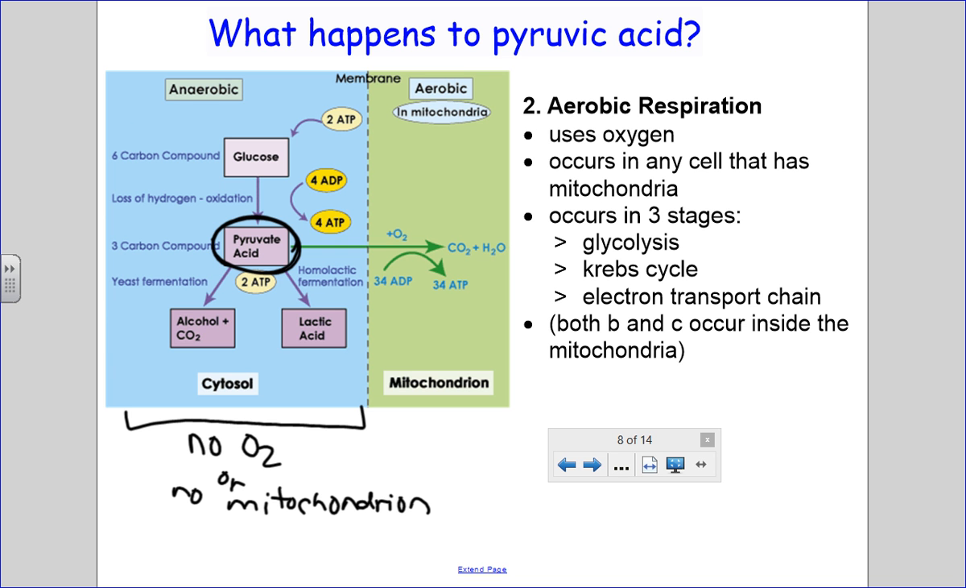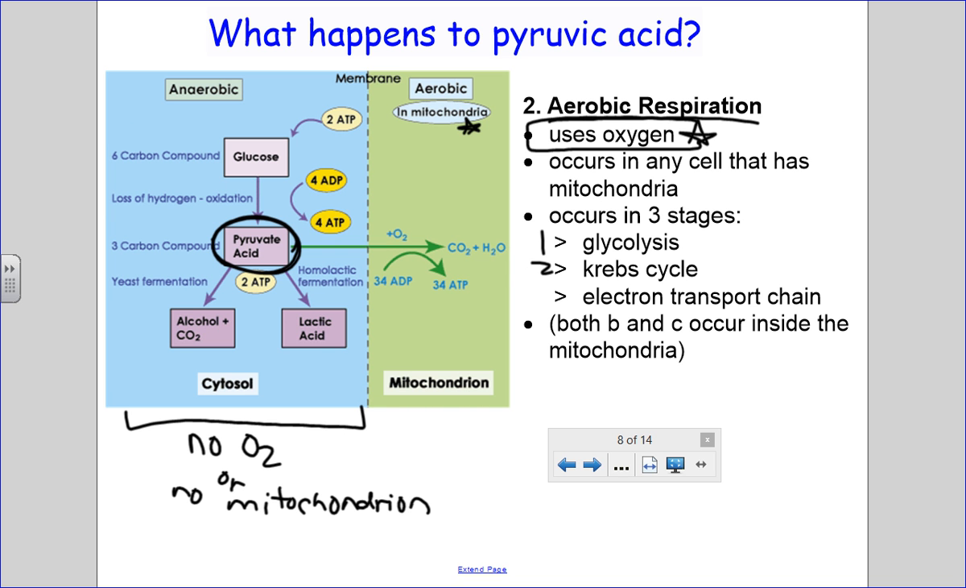Aerobic respiration absolutely uses oxygen. If oxygen is not available, this part can't happen. Like the diagram illustrates, it occurs in any cell that has mitochondria. And there are 3 stages. The first stage we already know, glycolysis. It happens outside of the mitochondria. It does not require mitochondria to happen, but it has to happen before aerobic respiration can.